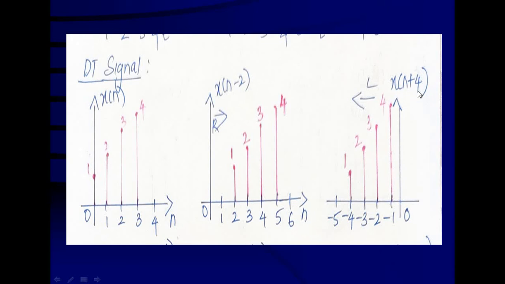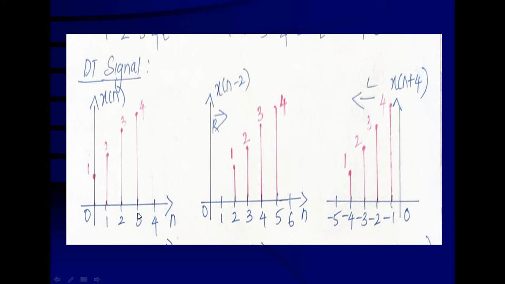Similarly, to create a signal called x of n plus 4, you will have to shift the entire signal towards the left side by the respective time shift value. The time shift value here is plus 4. Your signal starts at 0, so let's count the starting point of your new signal. Give 4 shifts: 0 to minus 1, 1 shift. Minus 1 to minus 2 is the second shift. Minus 2 to minus 3 is the third shift. Minus 3 to minus 4 is the fourth shift. So 0 has now shifted to minus 4, where I mark the same amplitude value of 1.